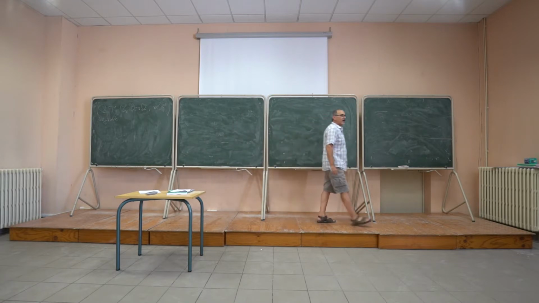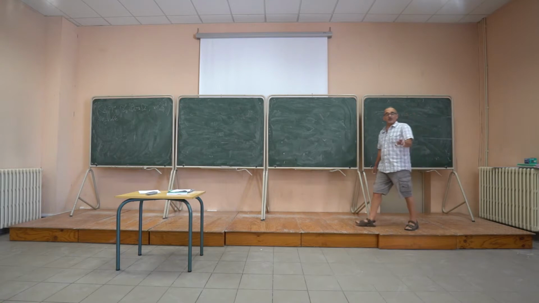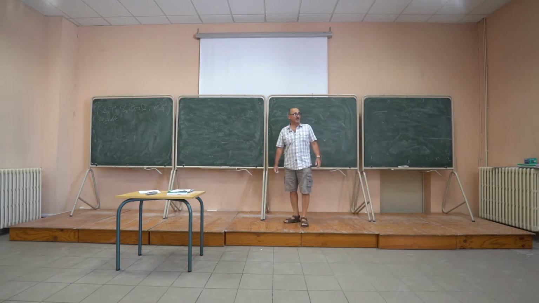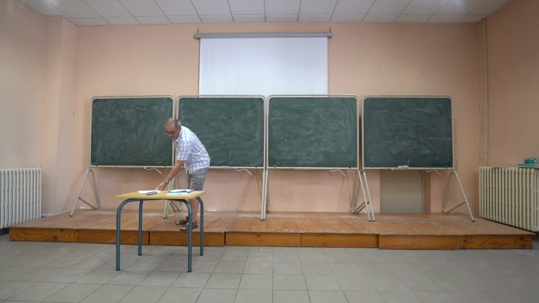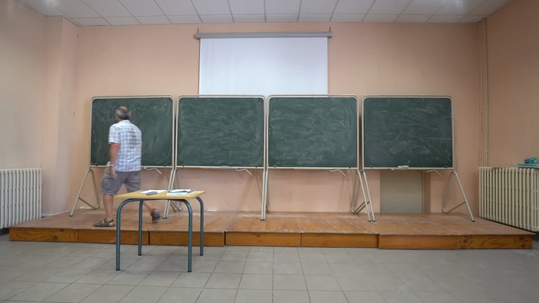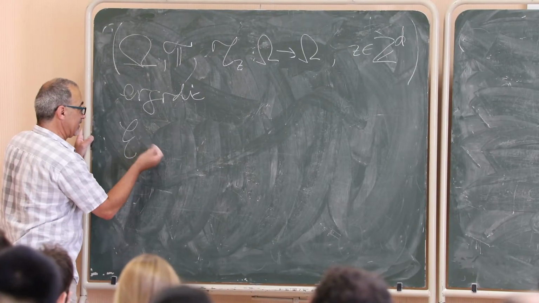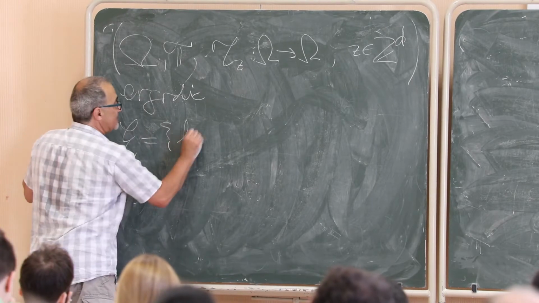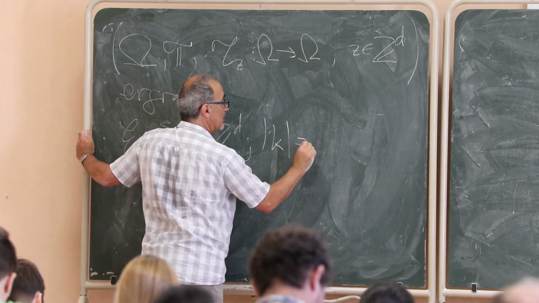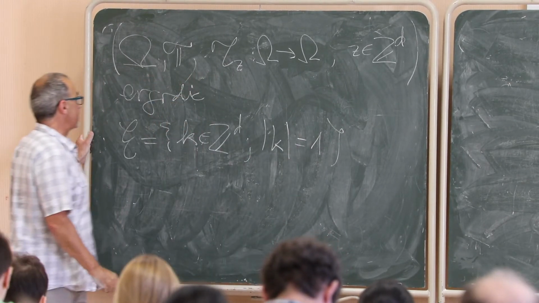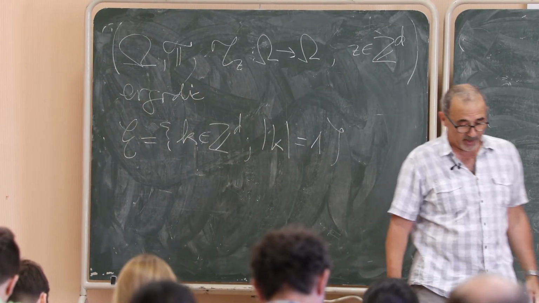Ergodic means that any event in omega which is invariant to all translations must be either of measure 1 or of measure 0. Good. And we'll speak about nearest neighbor walk, so I just call this script E the possible steps of my walk. So it only steps on nearest neighbors. The random walk will live on Z^d, right?